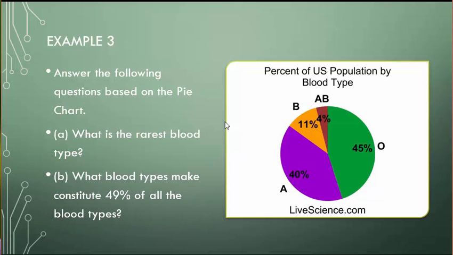Next, what two blood types constitute 49% of all the blood types? Well, let's see here. If we take type O, it has 45%, and add that to AB, that's 4%. Well, that sum there would be 49%. So it looks like the blood types that constitute 49% of all the blood types, that'd be type O combined with type AB. So there we have it. That's how we graph qualitative data.